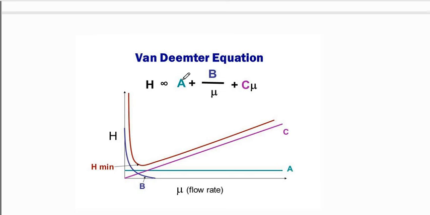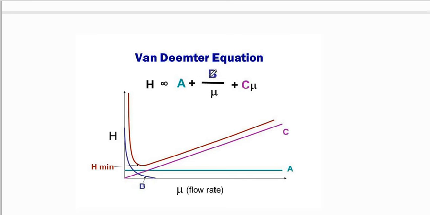So for the A, we say the A is independent of the solvent flow rate. So the only way you can correct A, which is caused by multiple paths that the analyte takes, is to ensure uniform packing or ensure even particle sizes. The next one is B.